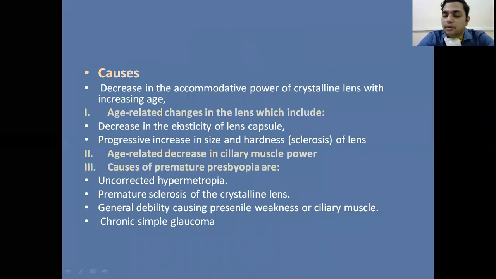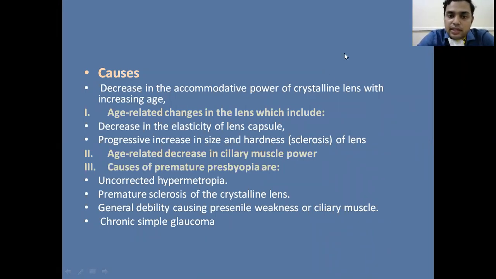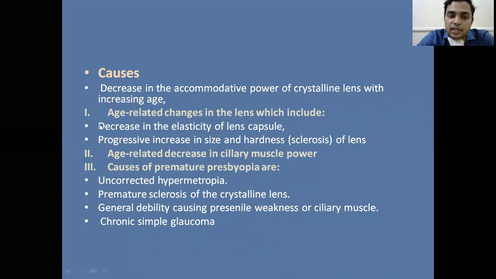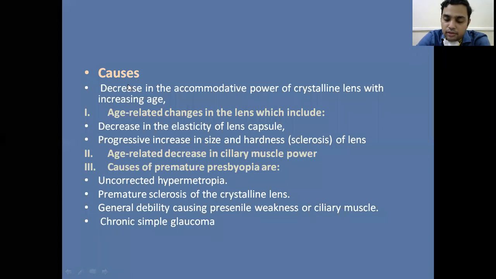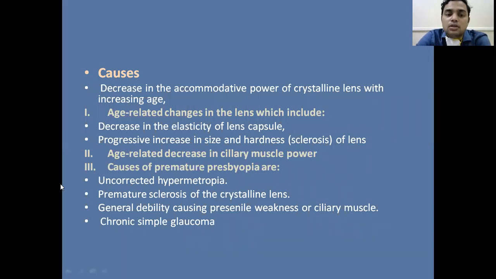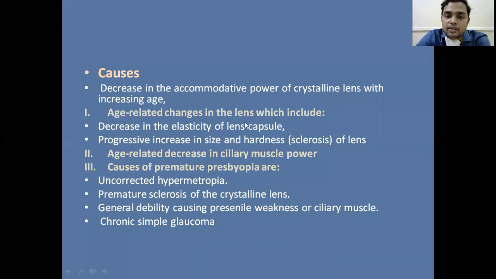So what are the causes of presbyopia? It is due to decrease in the accommodative power of the crystalline lens with increasing age. The various reasons for the decreased accommodative power of the crystalline lens: first one is decrease in the elasticity of the lens capsule with age, and progressive increase in the size and hardness of the lens. Because of the decreased elasticity and increased size and hardness of the lens, there is a decreased accommodative power of the lens, and that leads to difficulty in doing near vision. So first one is age-related changes in the lens.